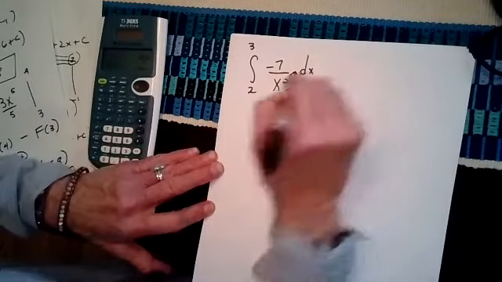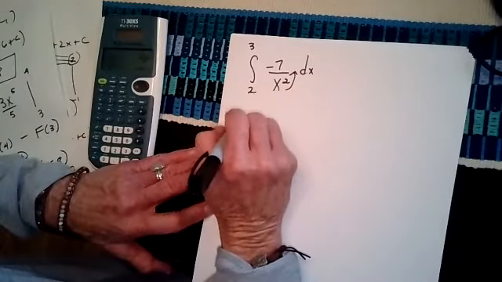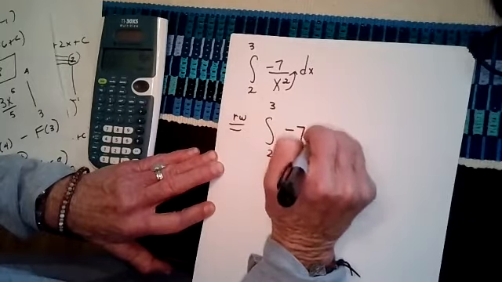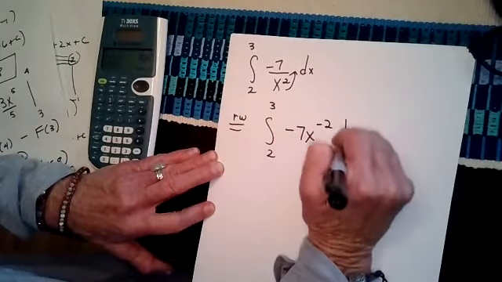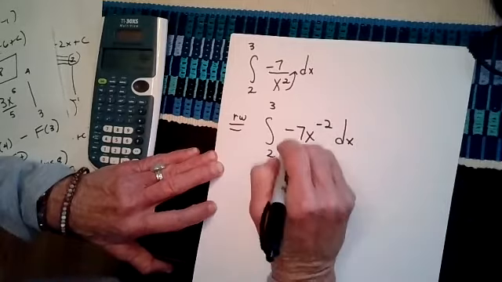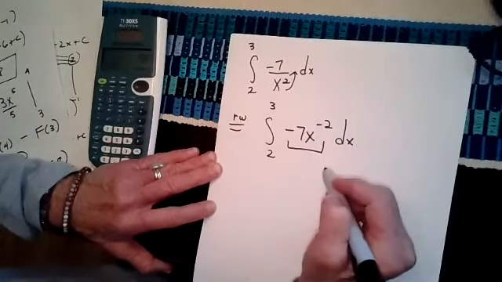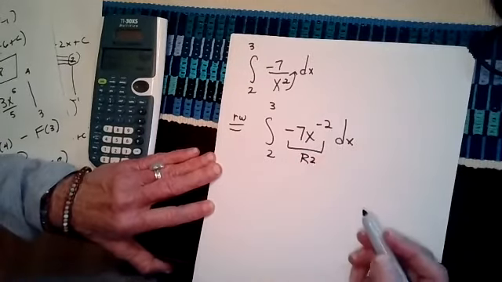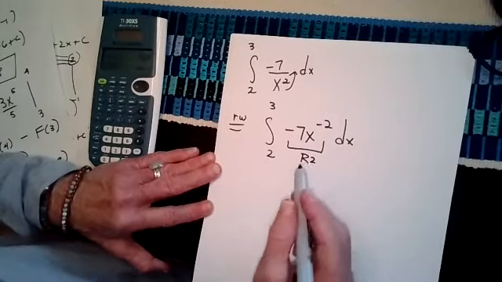So I'm going to rewrite this as the integral from 2 to 3 of -7x to the -2 dx. Okay, so this is a 6.1 because there's no quantity to a power, and it's rule 2. My exponent is anything other than -1.